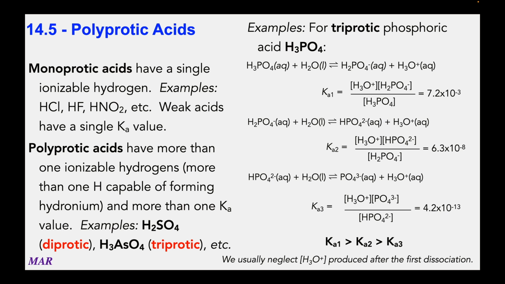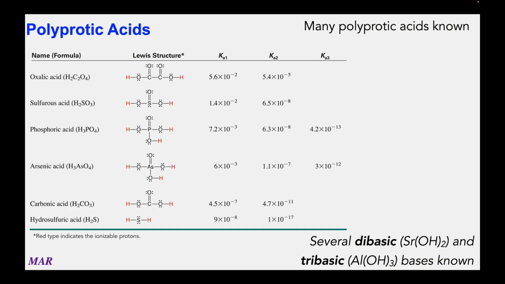So you see here what's happening to the Ks. The first K is the strongest, the second K is usually weaker, and the third K is quite a bit weaker. So usually in calculations, chemists just focus on the first Ka because that's the only one with a lot of punch to it. But under the right conditions, you can get the second and even the third hydrogen to come out. Just realize that it's possible. Here are more examples of different polyprotic acids.